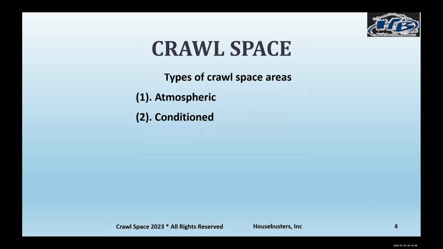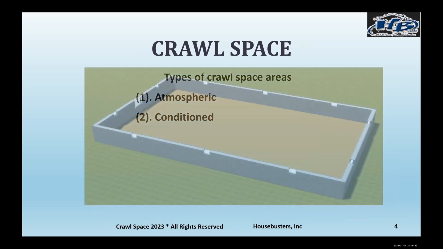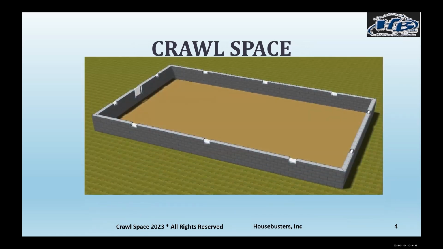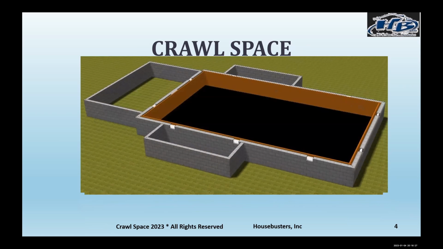In crawl spaces, we have the types of crawl spaces, and we have the atmospheric or conditioned. Within the parameters of those two, as you can see by our drawings, this is typically what you're looking at with a basic foundation and a crawl space with a soil floor that typically is found in most of the older homes. Now, when we look at newer construction and even some of the older houses that have been retrofitted, they have a conditioned crawl space. It's basically your vapor barrier and your foam around the interior walls.